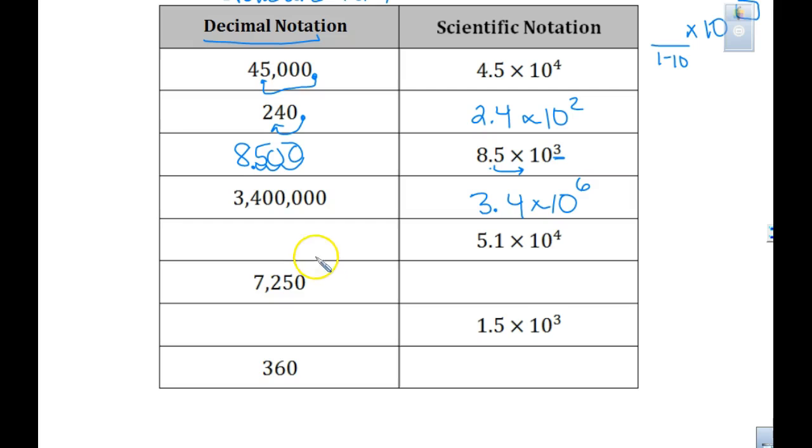So if we are taking a look at this one, Amy, what did you have for 5.1 times 10 to the 4th? 51,000. Ashton, if we were looking at 7,250, you rewrote it in scientific notation as? It would be 7.25. So you have to have all the digits besides the 0 times 10 to the? 3. Olivia, if I'm taking a look at 1.5 times 10 to the 3rd, that is going to be 1,500. I am moving my decimal 3 places. Julia, if I'm looking at 360, it should be in scientific notation.